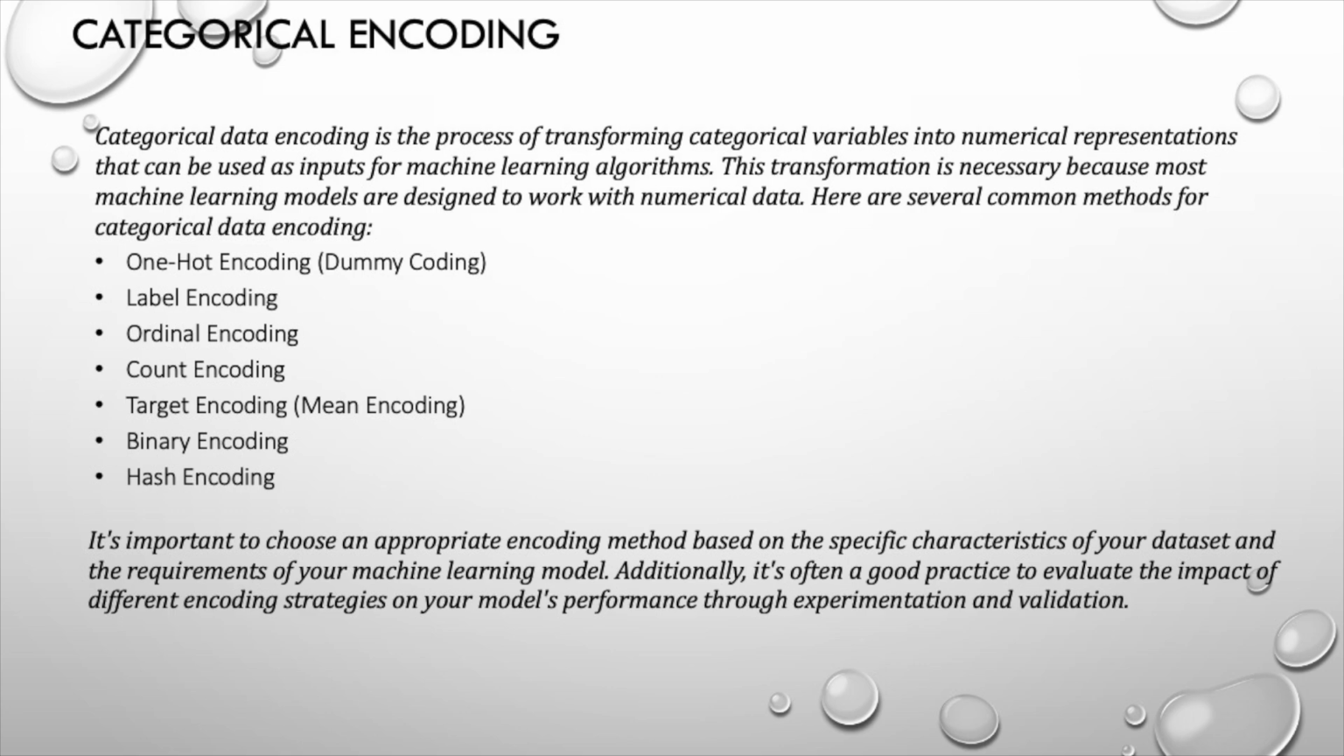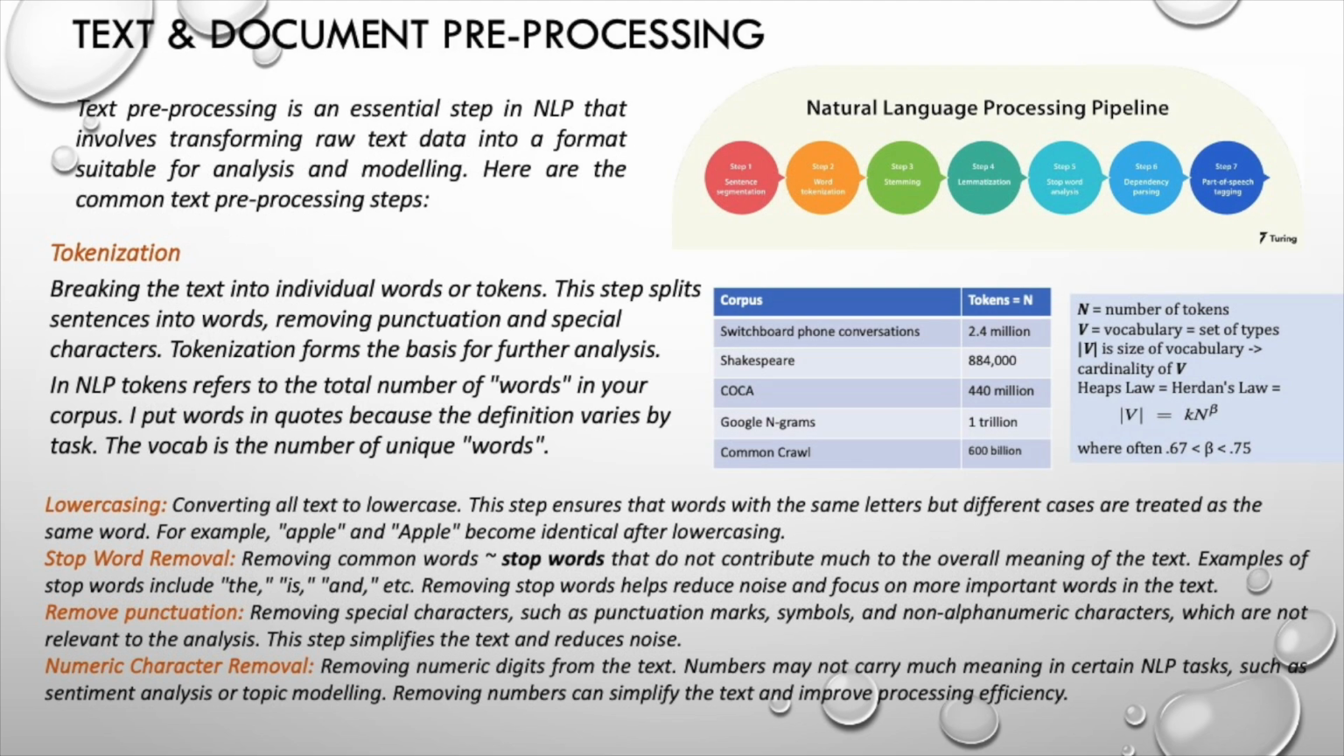Hash encoding. Each category is hashed into a fixed number of features. The hashing process converts the categories into numerical representations. This method is useful when memory or computational resources are limited, as it can handle many categories efficiently. However, collisions may occur, where different categories are mapped to the same hash value.